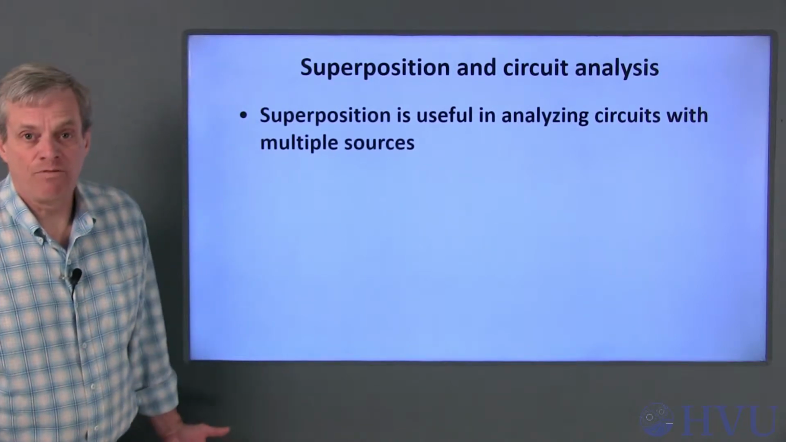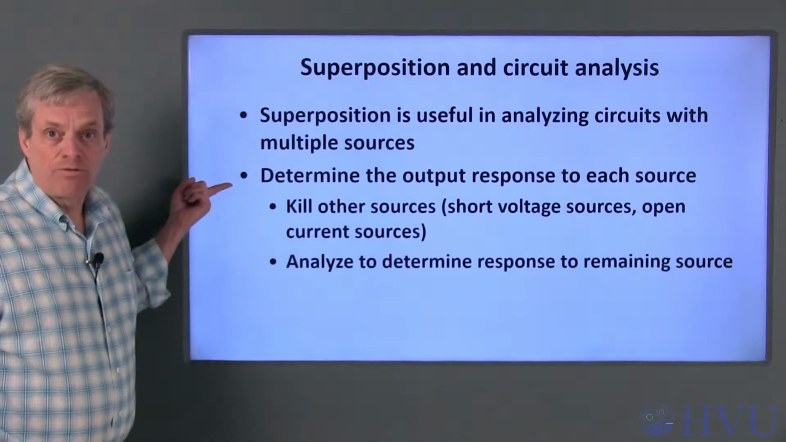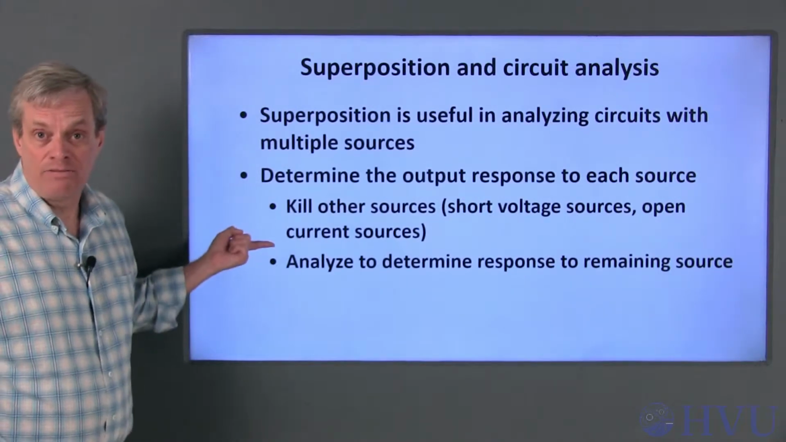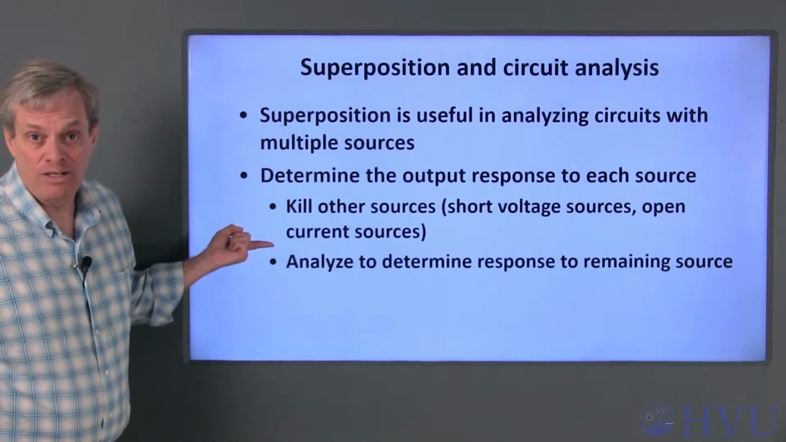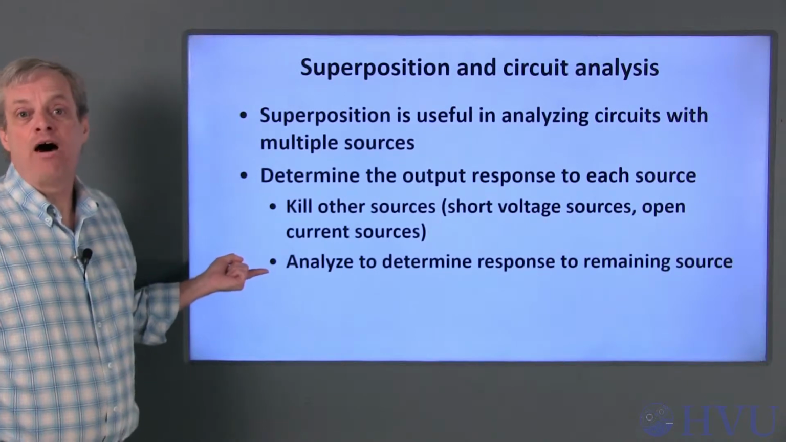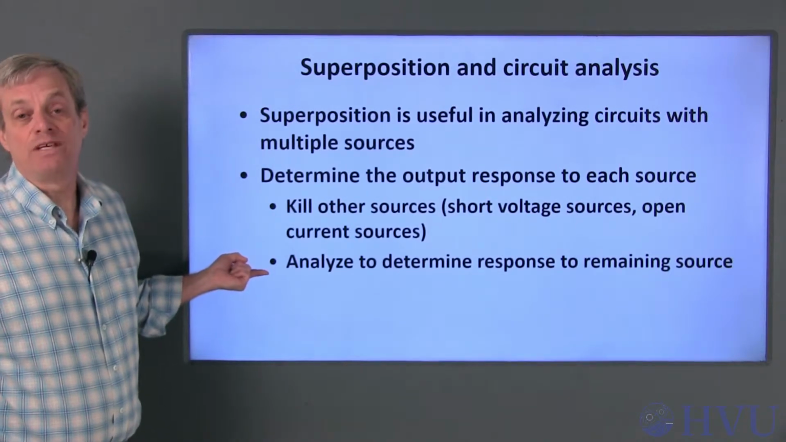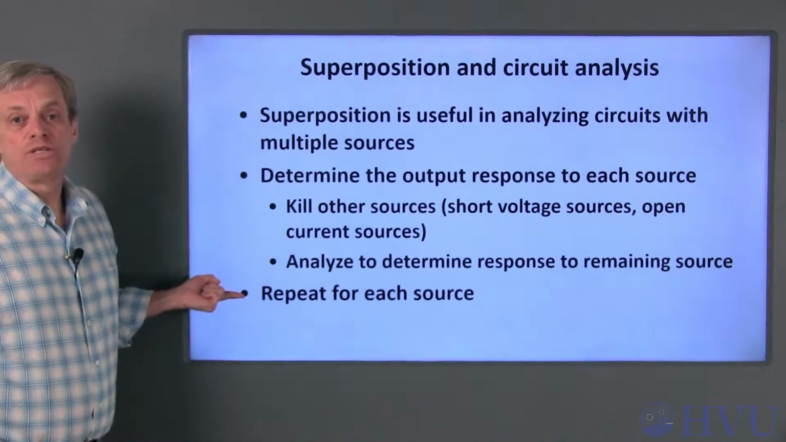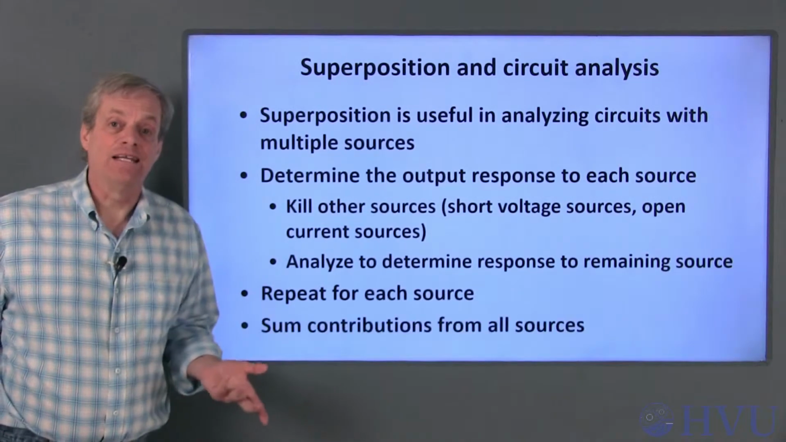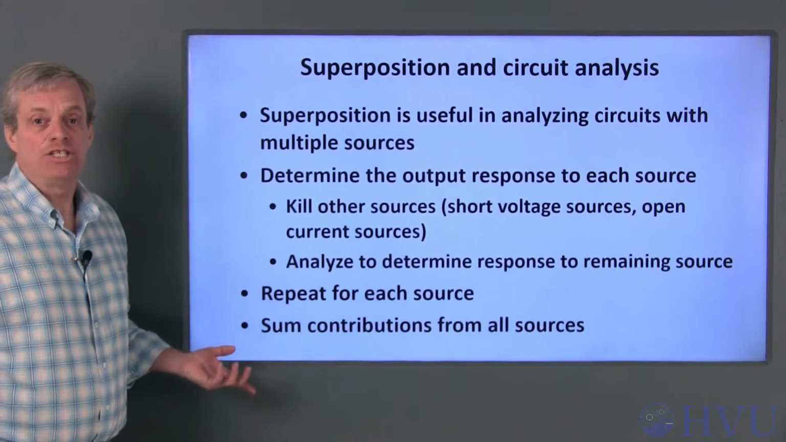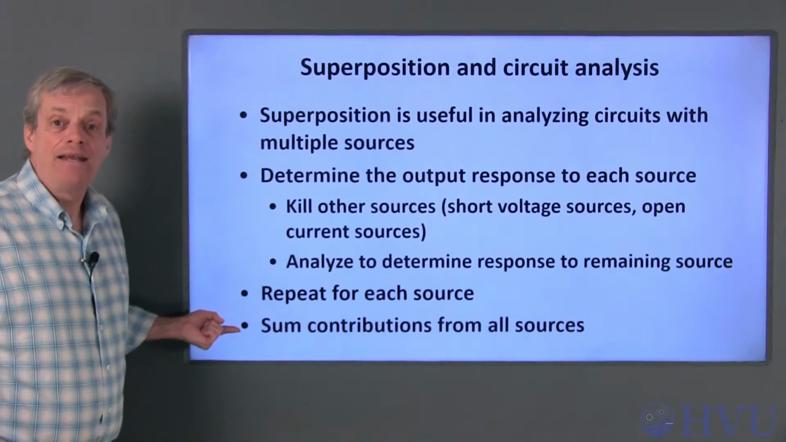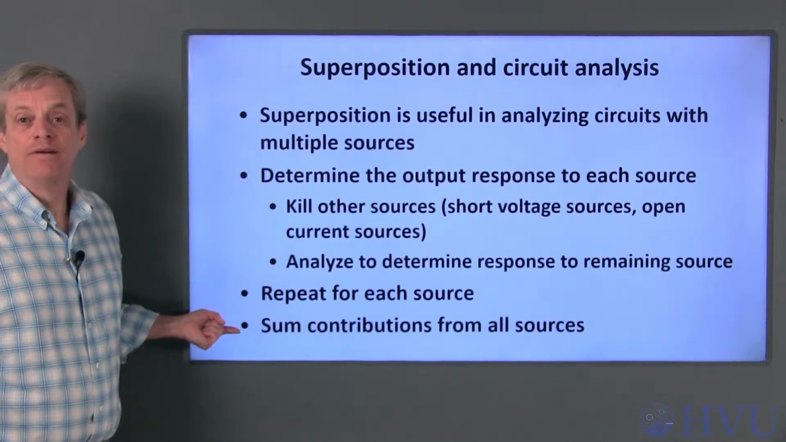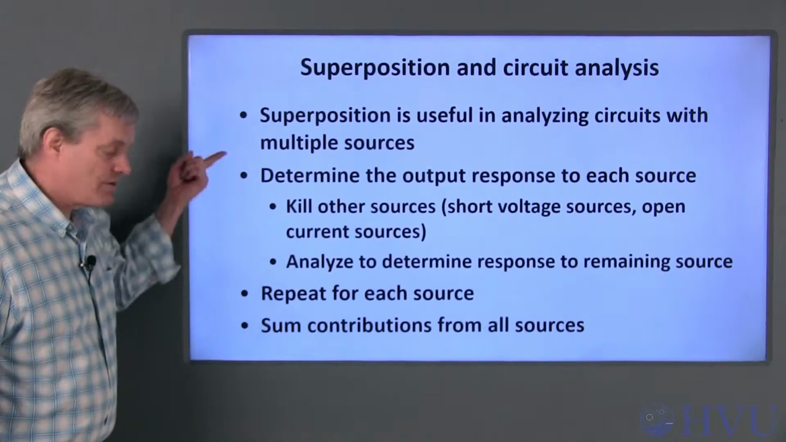The approach is as follows. In order to find the response of the circuit to an individual power source, kill all of the other sources except for the one of interest, and then calculate the output value due to that source that you didn't kill. Repeat this process for each source in the circuit. Finally, after calculating the response to each individual source, add up all of those values to get the total response to all the sources. Now I'll do an example to illustrate this process.